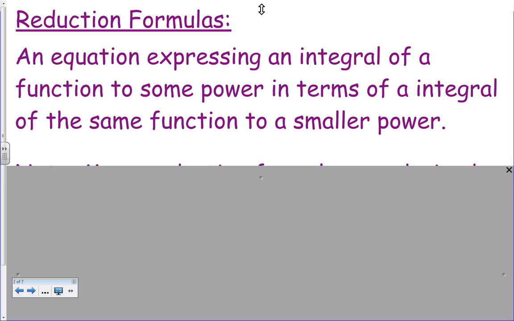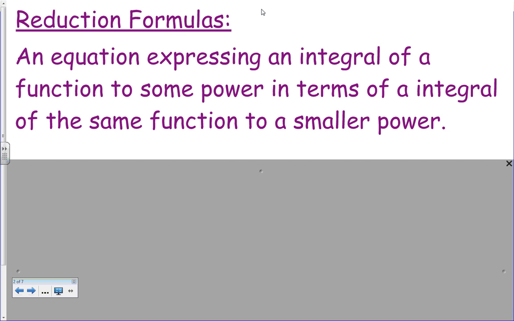So let's first start out with what a reduction formula is. A reduction formula is an equation expressing an integral of a function to some power. And again, for all of ours, we're going to be working with powers of trig functions in this section. It's expressing an integral of a function to some power in terms of an integral of the same function, but to a smaller power. This is why we call it a reduction formula, because you're reducing it from some function raised to the 10th power, for example, that you're integrating, to now that same function raised to the 9th power, maybe the 8th power, whatever the case may be.